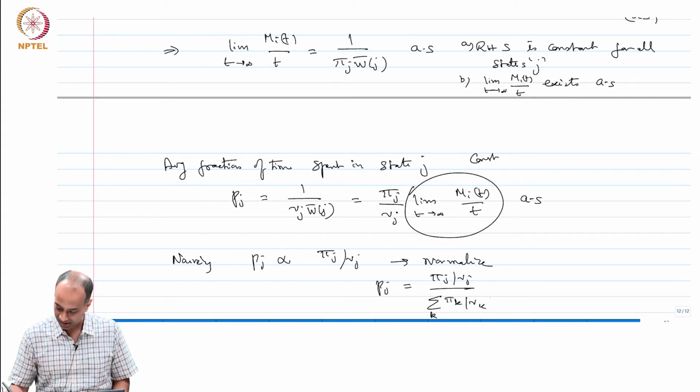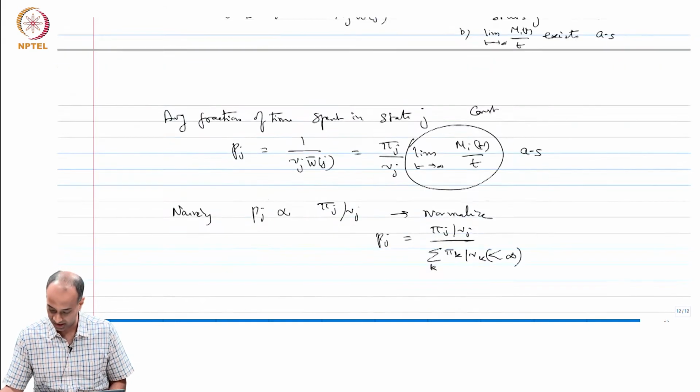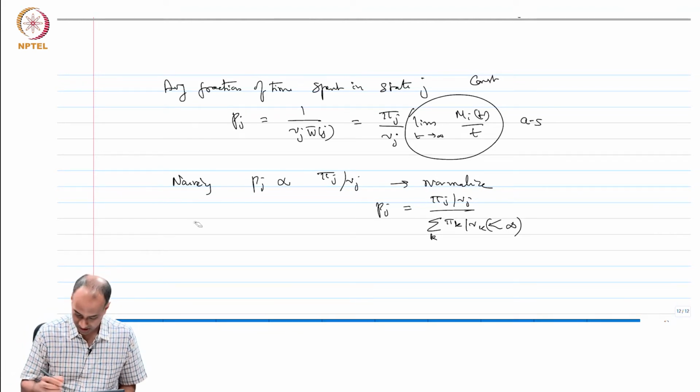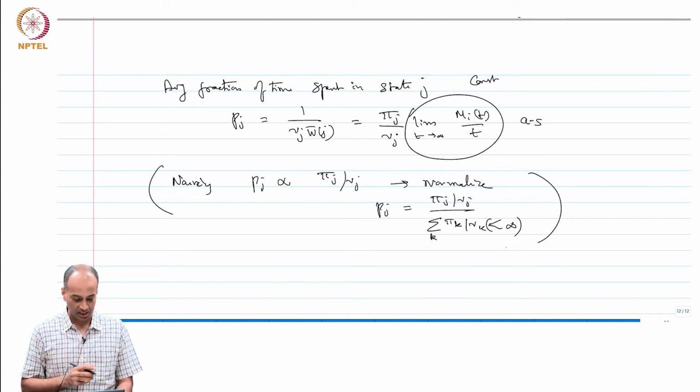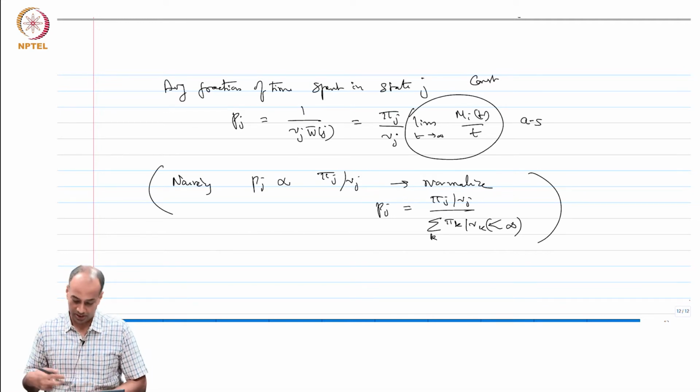Also you need that the denominator should be finite, otherwise you will not get a probability distribution at all, okay. So, this is naive; you can put this in a bracket, right. To show this more properly, you have to again use some renewal arguments, okay.